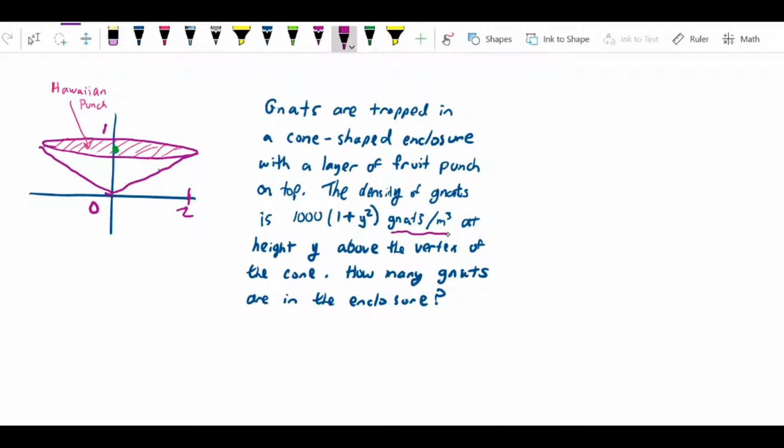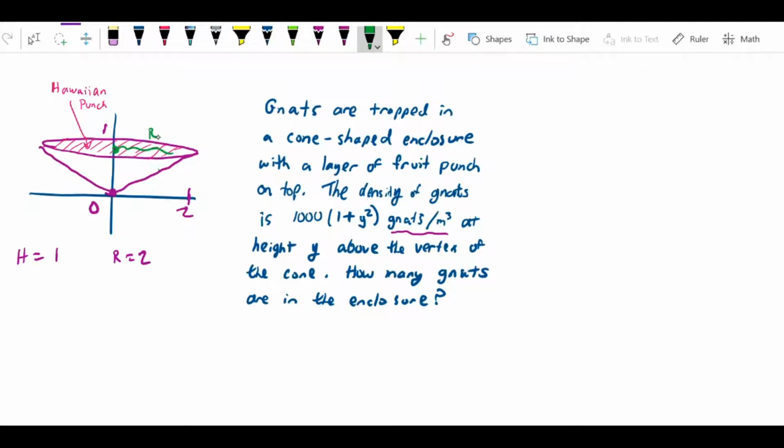That makes sense that there are very few gnats down here because they're not near the fruit punch, and then as we go up here there are going to be a lot more gnats because they really want to be near the fruit punch. And if we look at the dimensions of this cone, it has a height of 1 and a radius of 2. So you're going to see we're going to use a different radius than the radius of its base, but usually we describe a cone by the radius of its base like that.